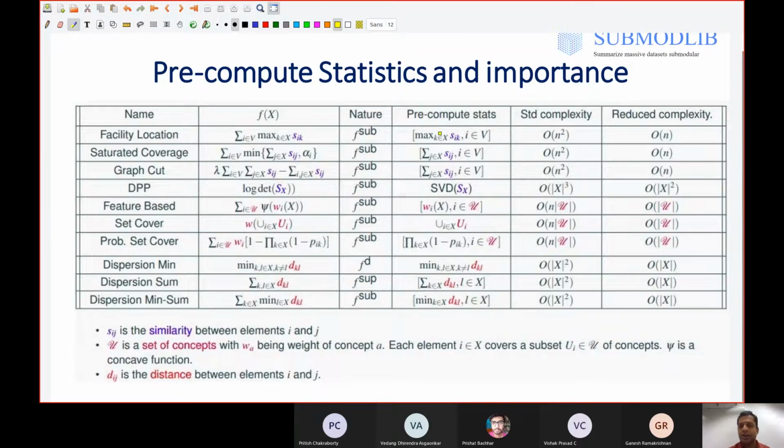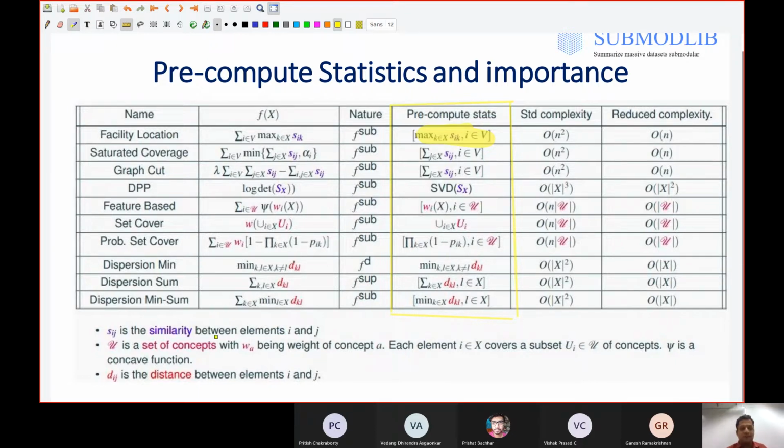Facility location, I already showed you this, right? Max over k in X of Sik, i in V. That's a pre-compute stat. So this is the column of all the pre-compute stats. Likewise, you can do the pre-compute stat for all the others. You can try and work it out. I won't spend time. Saturated coverage, graph cut. But what's interesting is the complexity of computation has now gone from order n squared to order n, in many cases. Sometimes it's cubic to square. So this has been elaborated.